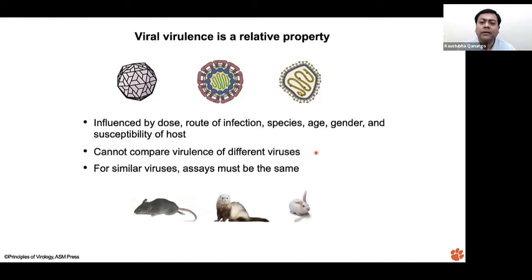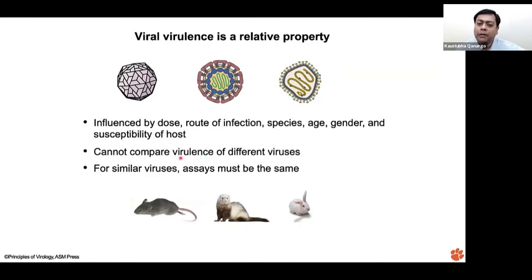For general microbiology purposes, that is okay. But from the virological perspective, you cannot compare the virulence of different viruses. You just simply cannot. You can do that only for similar viruses, and the assays must be the same. And we are going to see why we cannot say that the Ebola virus is really more virulent compared to an influenza virus. Now, remember that here virulence is the ability to cause the pathogenicity of the disease.